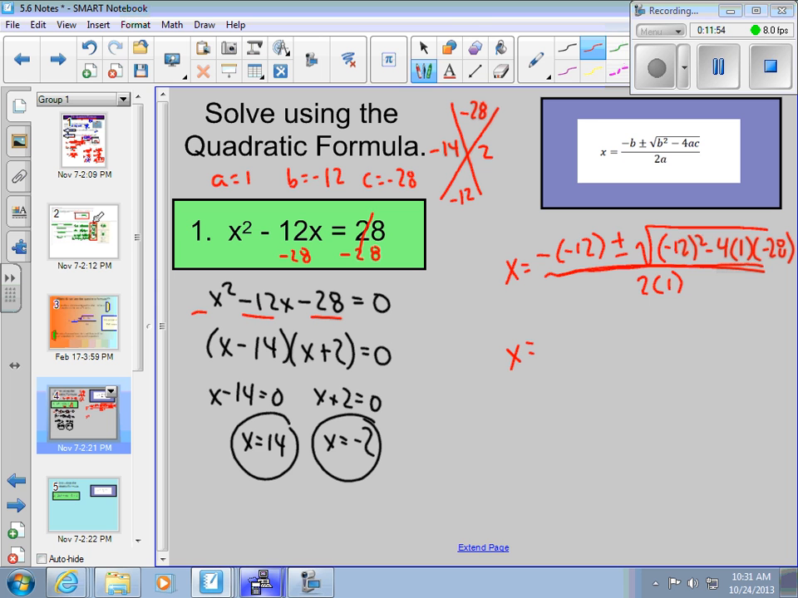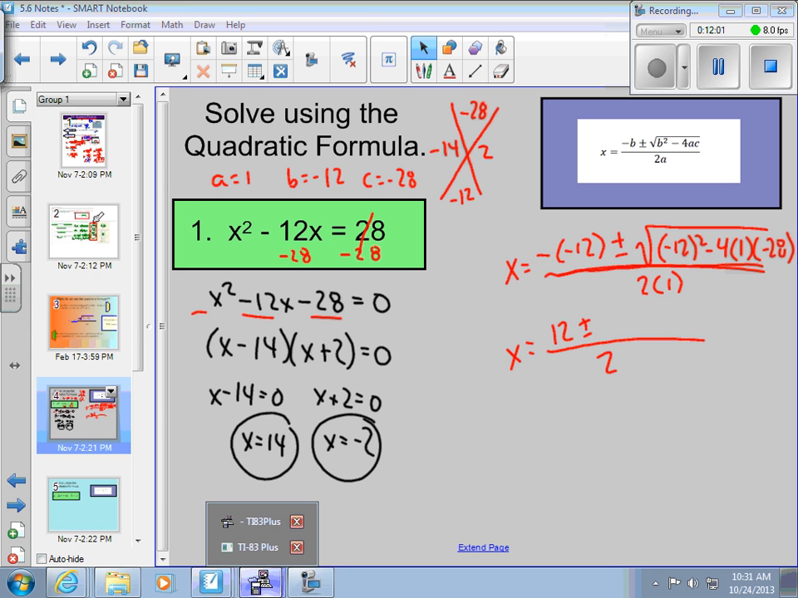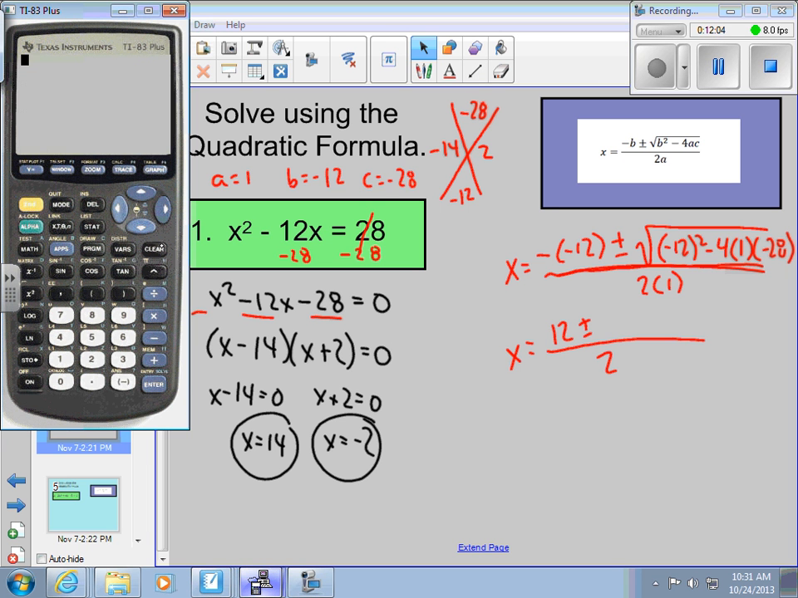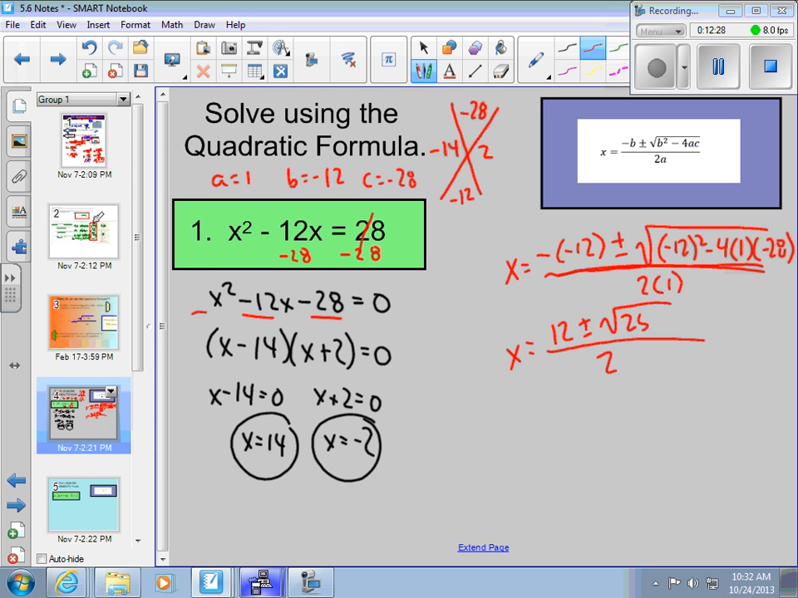All right, simplifying. Two of the parts are easy. This first part is going to be positive 12 like we talked about. The bottom's 2. Do your discriminant with your calculator. It's a lot easier doing it with your calculator. You'll make fewer mistakes. So anytime a negative is being squared, make sure you put in parentheses, negative 12 squared, minus 4 times 1 times negative 28. And our discriminant comes out to be 256. Anytime it's positive, we should get two answers here.